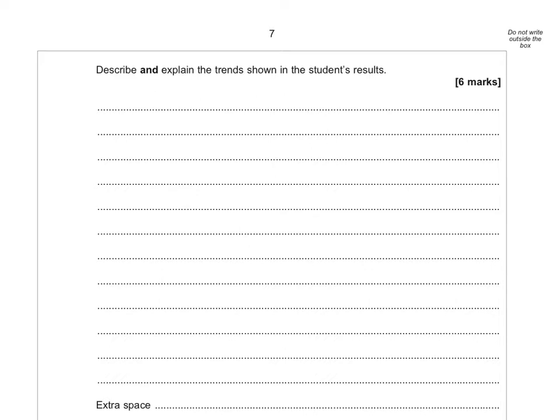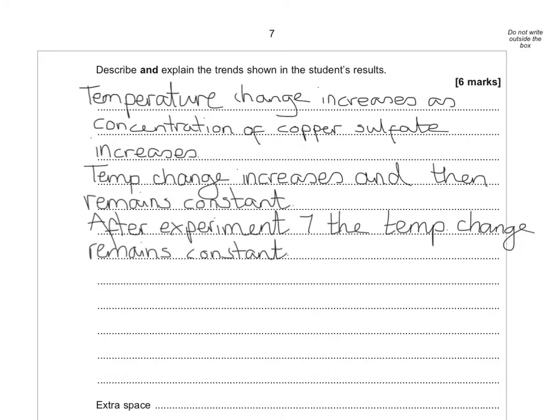Describe and explain the trends shown in the students' results. Okay, so for this one, you've got to use the data that you've been given, but you've also got to be able to explain the science behind it. So some examples of linked statements that you can make are temperature change increases as concentration of copper sulfate increases. The temperature change increases and then remains constant. And after experiment 7, the temperature change remains constant. You can also include that the reaction is exothermic as it is given off heat.